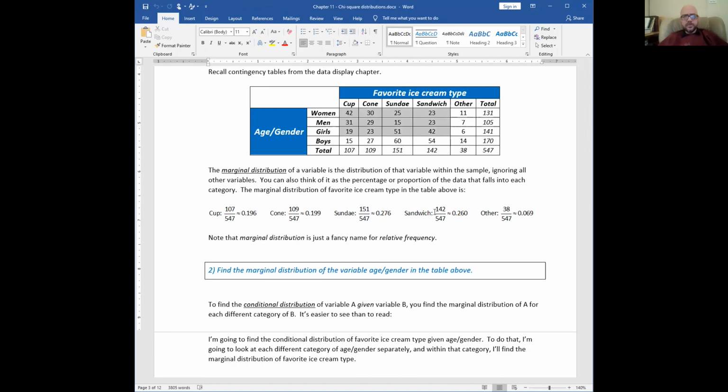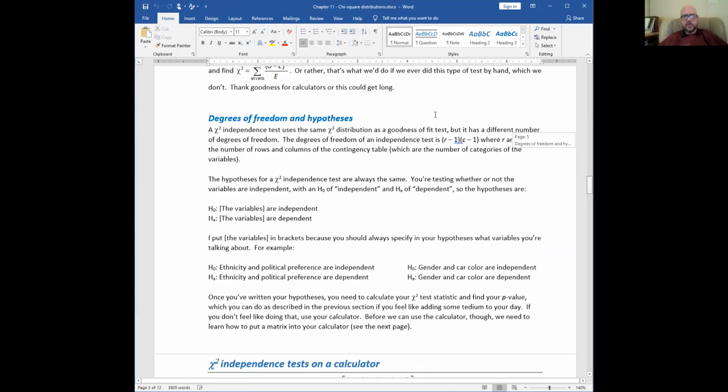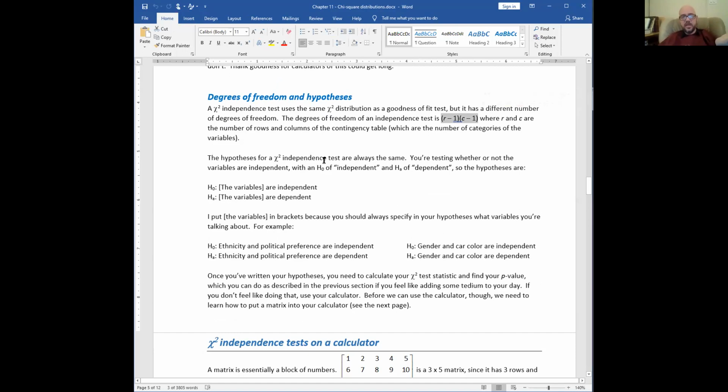So that's how you calculate degrees of freedom here. I've got it all written down here if you want to look that up in the notes. It's all right here: rows minus 1 times columns minus 1, where R and C are the number of rows and columns. And that explanation I gave you, I didn't actually write it in here.